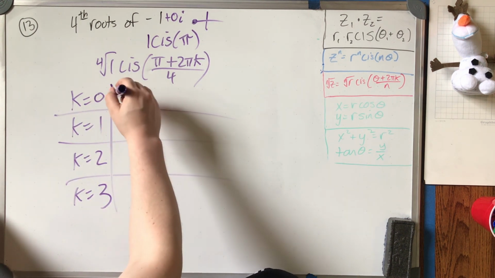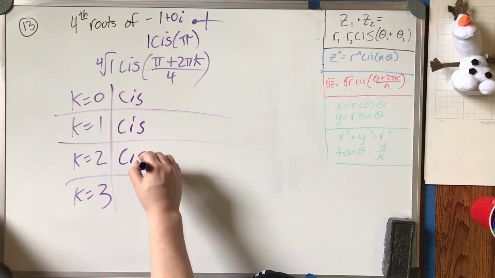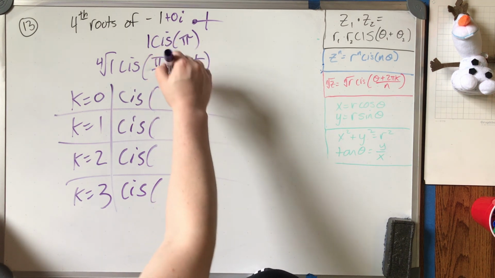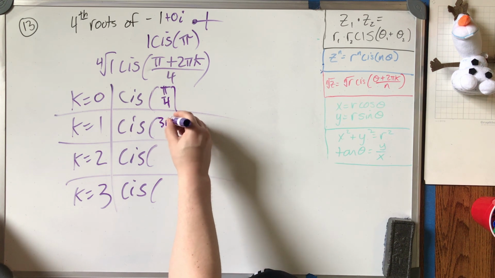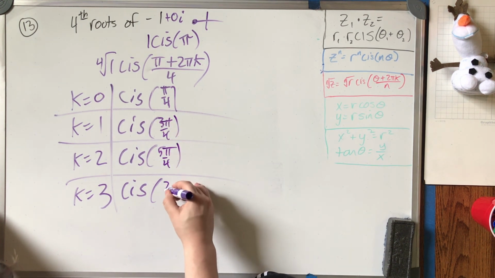So let's see, we're going to have 1, 1, 1, 1, and then cis for all of these, and parenthesis, parenthesis, parenthesis. Let's see, when we have 0, we'll have pi over 4. Then I just need to add 2, so this is going to be 3 pi over 4, 5 pi over 4, and then 7 pi over 4.